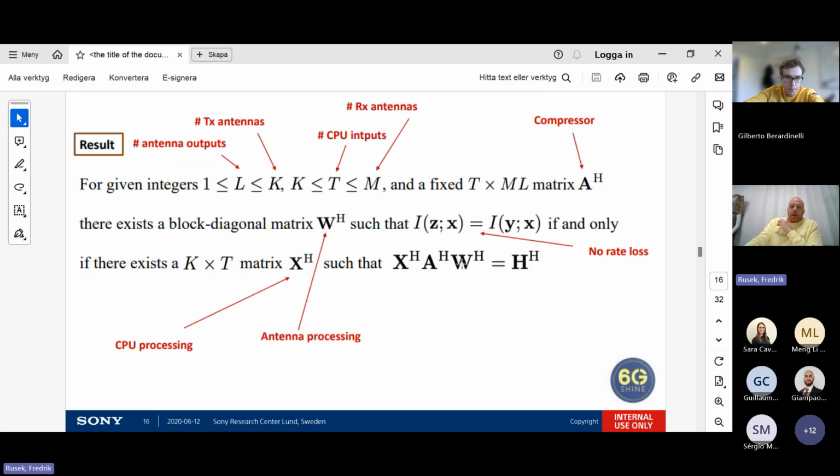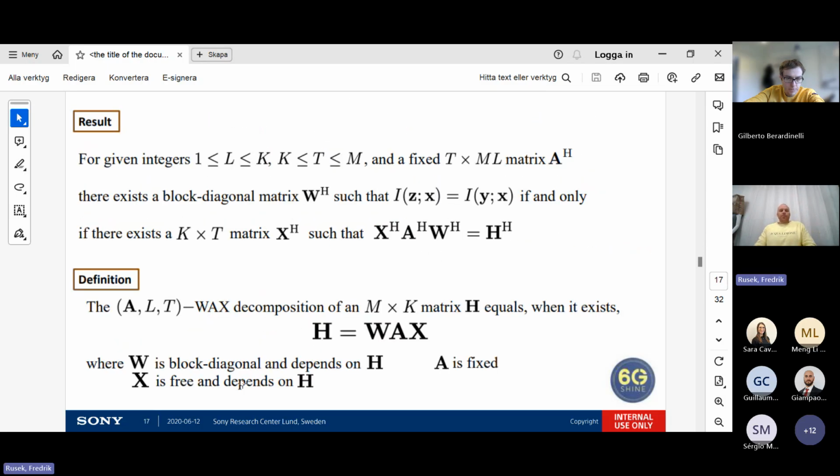So without all of this cluttering, it says here that if I have a given L and T, that is the number of outputs per antenna and the number of CPU inputs, and I have a given A, I can have rate optimum receptions if and only if I can decompose the overall channel matrix like this. So W is block diagonal, or should be block diagonal, and depending on the H. A is fixed, it never changes.